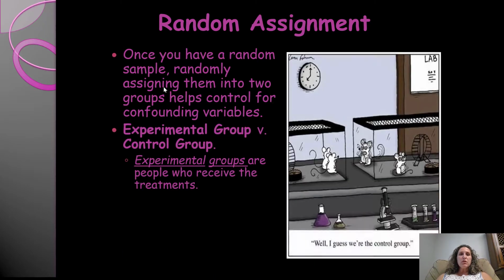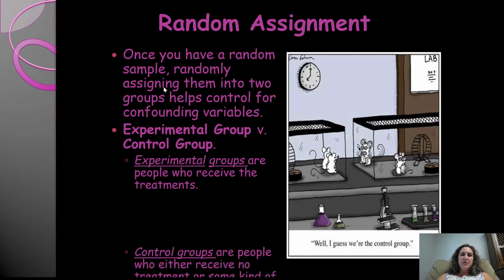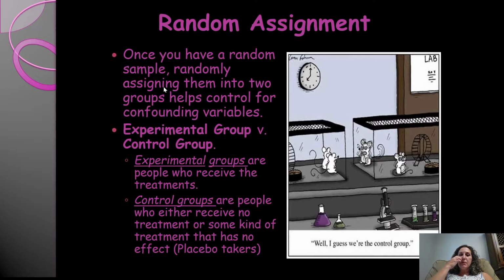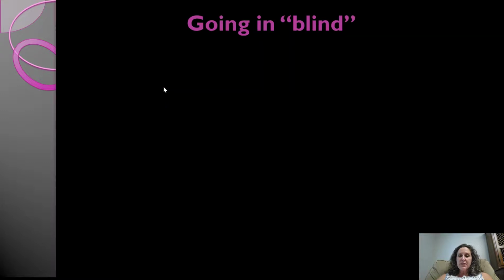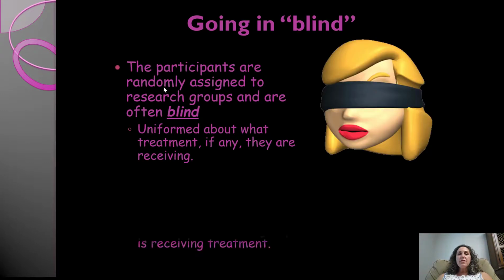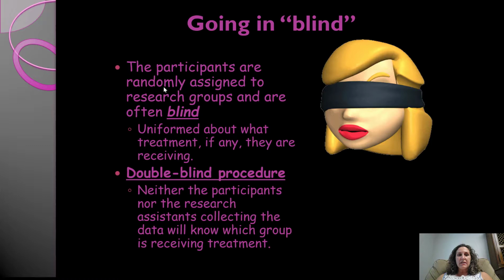The other thing he talked about was random assignment. Once you have a random sample, randomly assigning them to two groups helps control for confounding variables. So if I take Moz students and I just pick 100 at random, I then am going to randomly split those into groups of 50. Okay? And then one group of 50 will be the experimental group that received the treatment. And then the other group of 50 would be a control group that doesn't receive the treatment or receives a placebo.